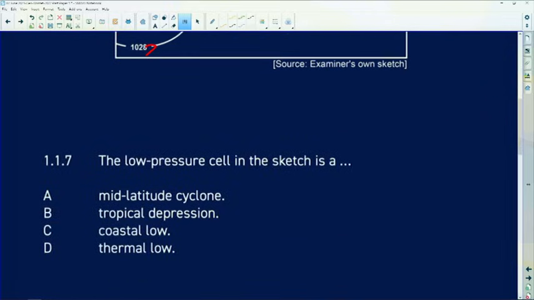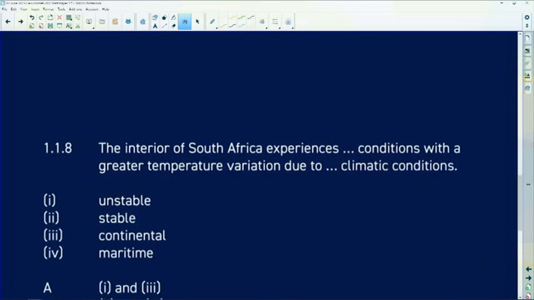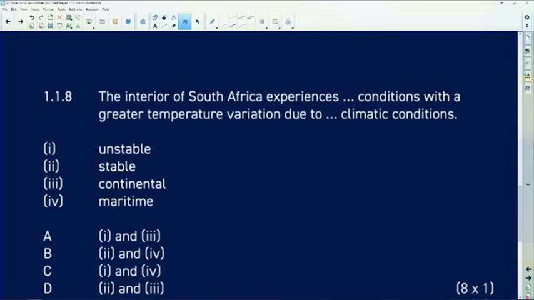Okay, and the correct answer will be C. 1.1.8, the interior of South Africa experiences what type of conditions with a greater temperature variation due to what type of climatic conditions? Okay, very importantly, once again, prior knowledge has been tested over there.